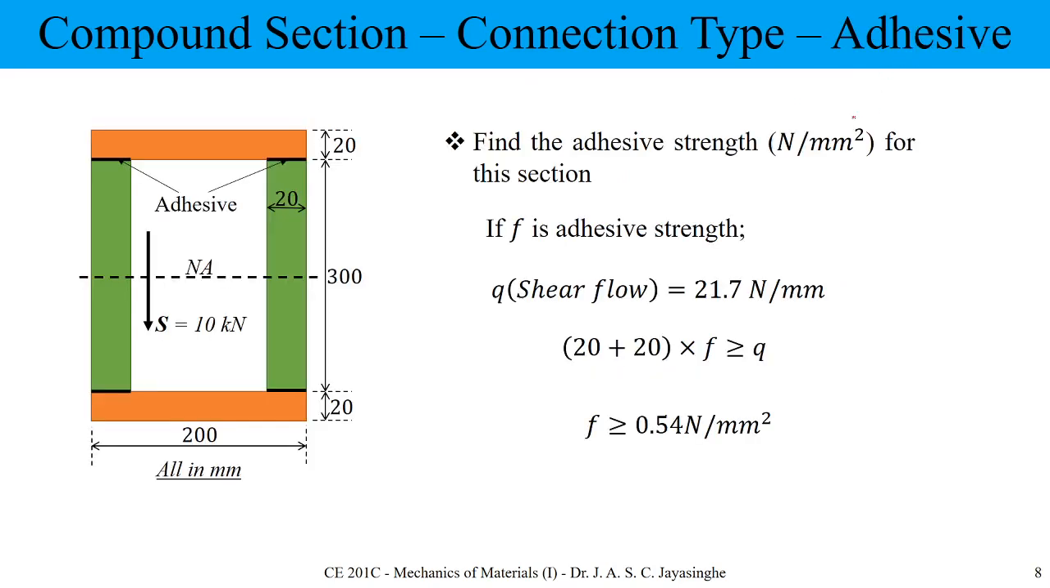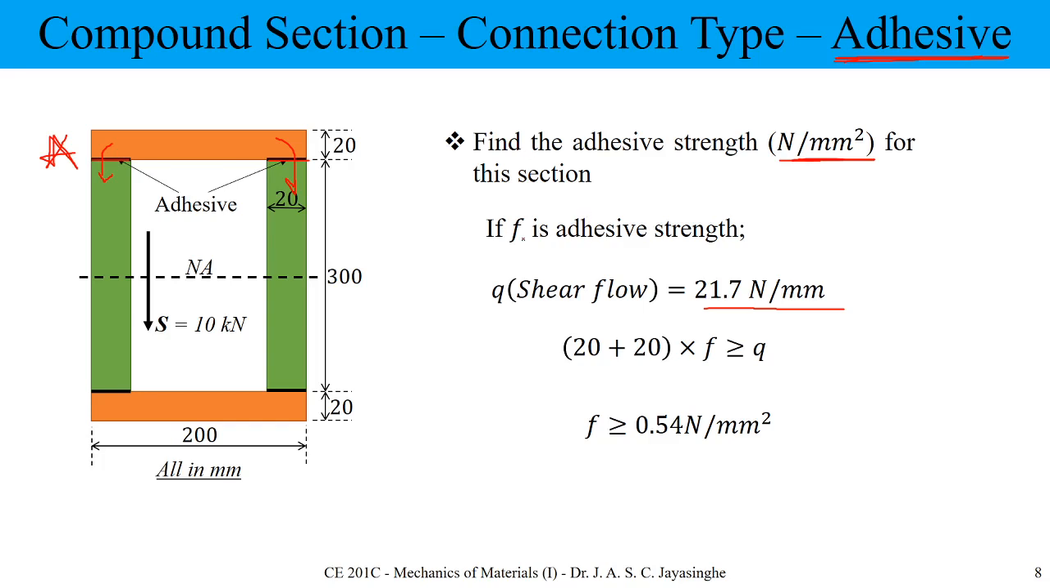If we are going to work with adhesive glue, I am using the same structure. I am not going to calculate again. I know how much is going to be transferred from here to here. The shear flow or shear stress is 21.7 Newton per millimeter, and glue strength is normally given as an area parameter. Here we have two lines of glue, so here I need to find the glue strength.